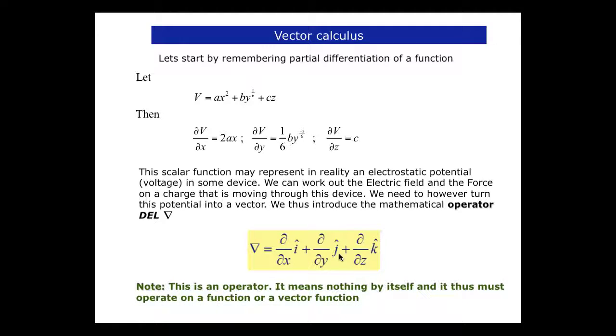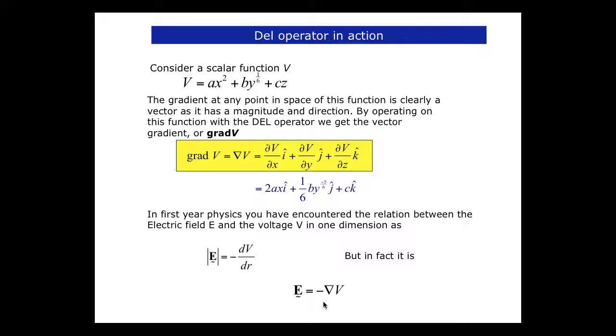Remember that del is an operator. It has no meaning without a function on which it must operate. It takes a function in three-dimensional space and assigns a vector to each point in space where that function has all three partial derivatives. When del operator acts on a scalar function, it is called a gradient.